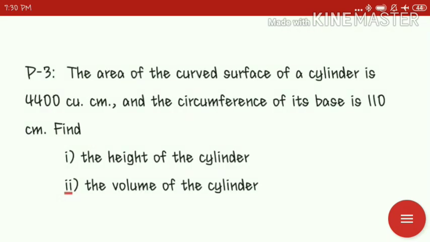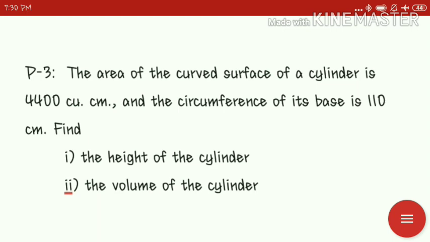In this problem, the area of the curved surface of a cylinder is given as 4400 cubic centimeter, and the circumference of its base is 110 centimeter. This cubic centimeter means centimeter cube. Okay, so we need to find the height of the cylinder and the volume of the cylinder.